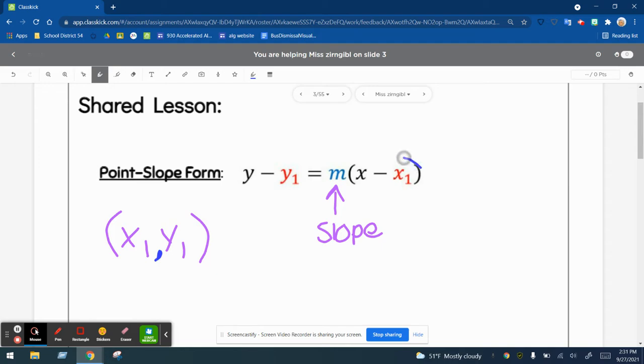So notice that we are subtracting the x1 and the y1. If they were positive numbers, you would subtract the two of them. If they're negative, we will go through some examples of what that's going to look like.